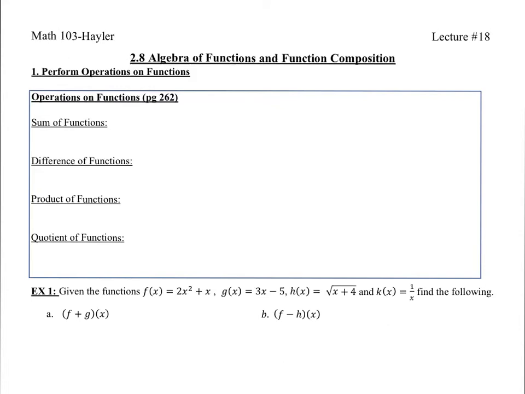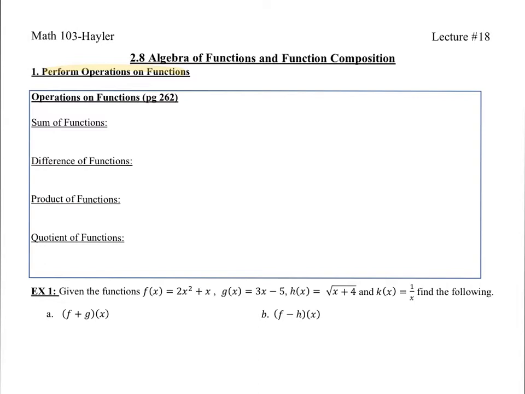Welcome to Lecture 18, 2.8, Algebra of Functions and Function Composition. So we're going to be working a lot with functions. The first objective is performing operations on functions. This is when we're working with two separate functions and finding ways to combine them together.